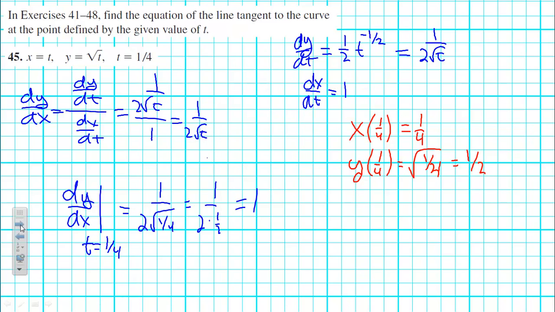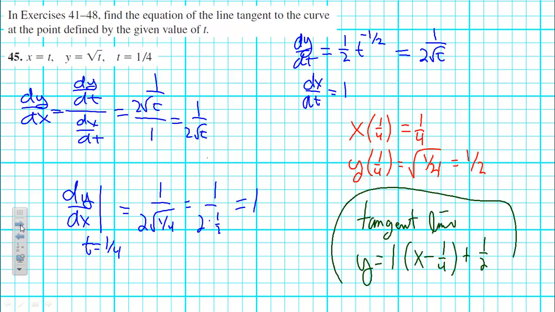And then we'll switch over to the green marker for our final answer. That the tangent line is y equals slope times the quantity x minus x value plus the y value. And again, that's where I stopped. Are we good there? Yeah.